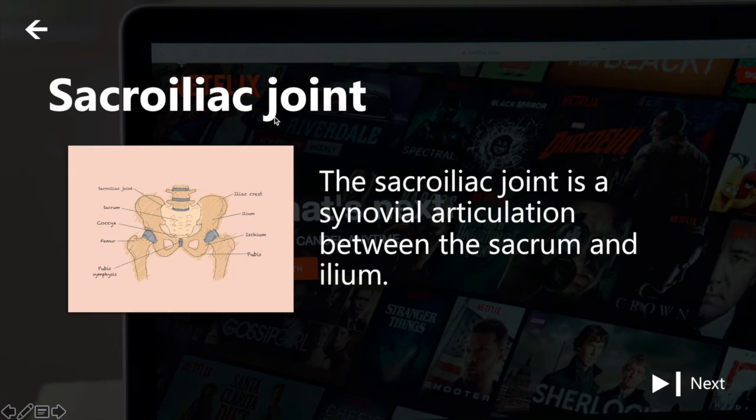Okay, now the sacroiliac joint. The sacroiliac joint is a synovial articulation between the sacrum and ilium, which is this one right here. Basically the joint between the sacrum, which is this one, and the ilium, which is this one.